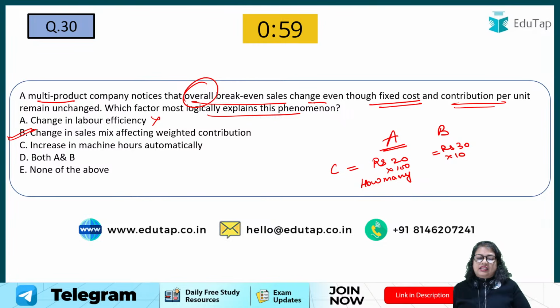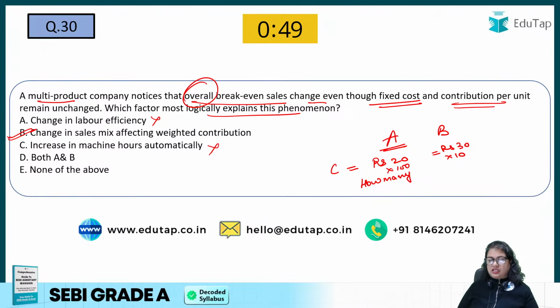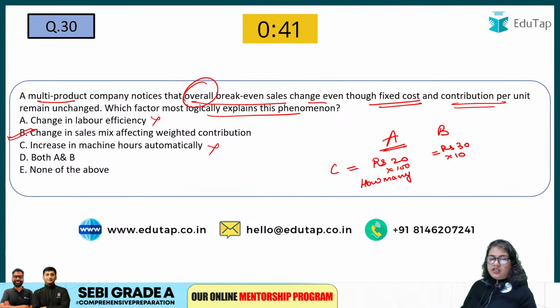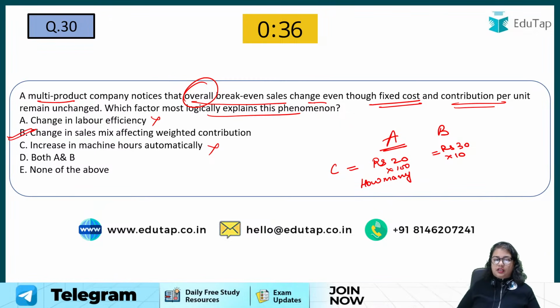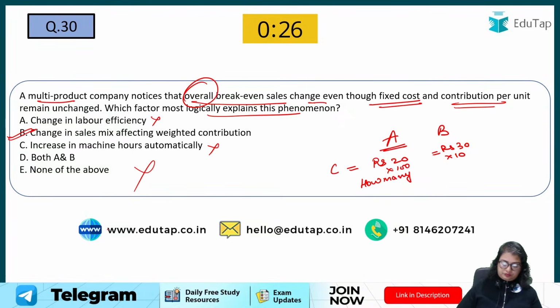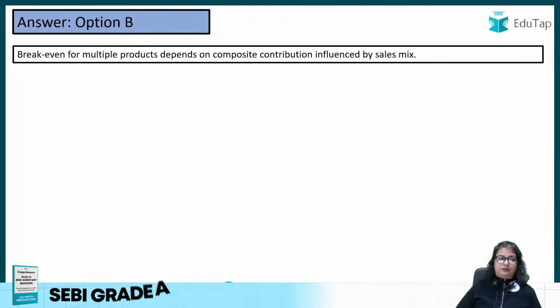Then C, increase in machine hours automatically. This is highly illogical. Then both A and B cannot be correct because A is not the correct one. Then machine hours, we are not talking about machine hours or labor hours or variable expenses at all. So increase in machine hours automatically, this will not, because if we change the machine hours, for example, if you increase the machine hours, of course the contribution per unit will change, right? So hence we are not trying to do that. So D and E, these are wrong. So option B is the correct one.